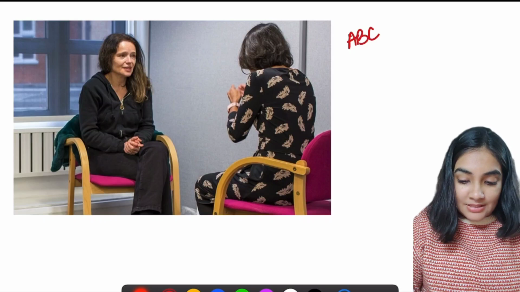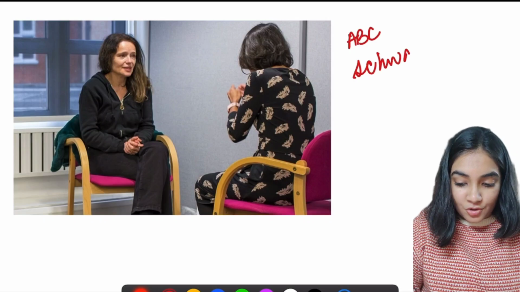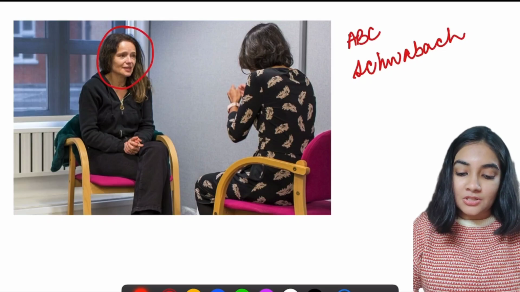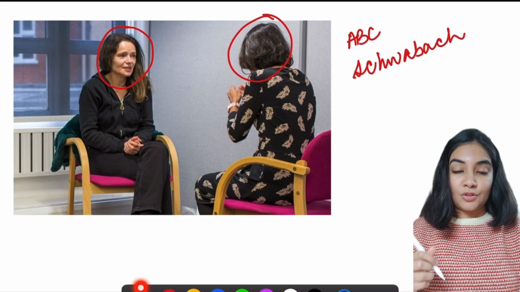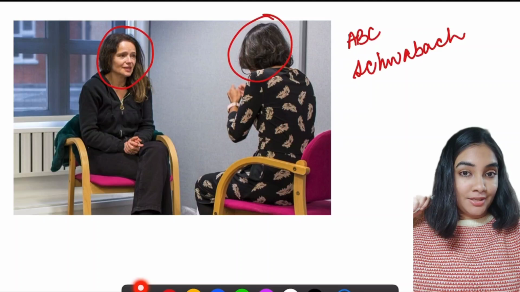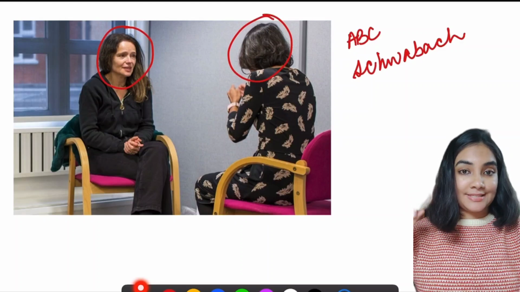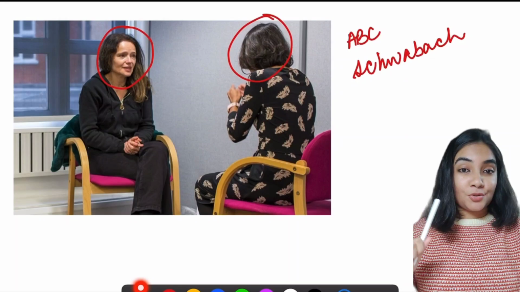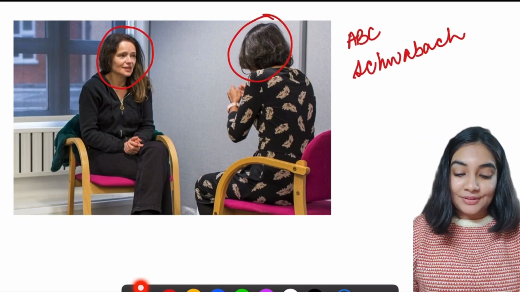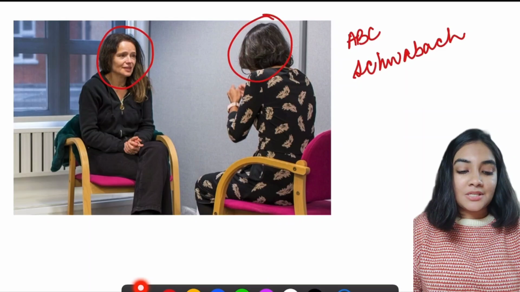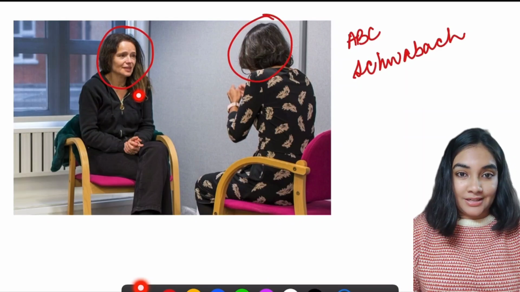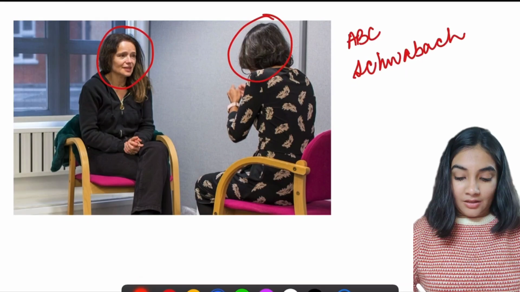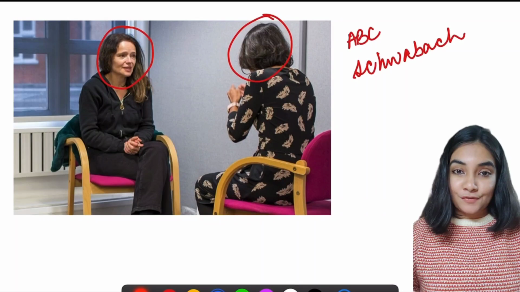Okay. Coming to ABC and Schwabach. Both ABC and Schwabach, here you compare the hearing of a patient with the examiner. So you place it on the mastoid of the patient and then on the mastoid of the examiner. If the examiner can hear even after the patient has stopped hearing, that means the examiner can hear for a longer time, or in other words, patient hears for a shorter time. This is what is seen in cases of sensory neural deafness. Now, how to differentiate in case of conductive deafness?